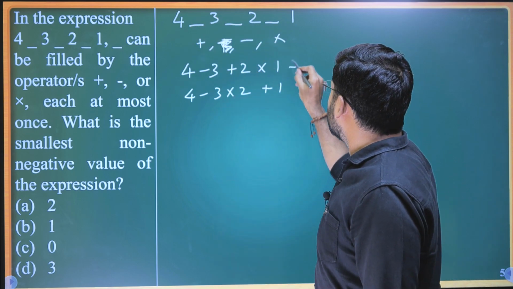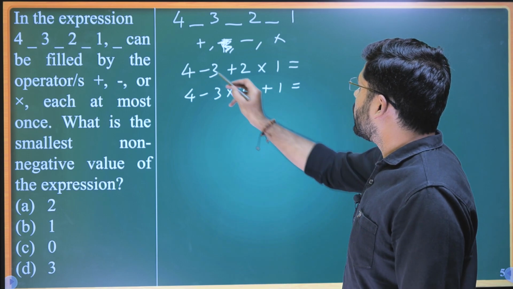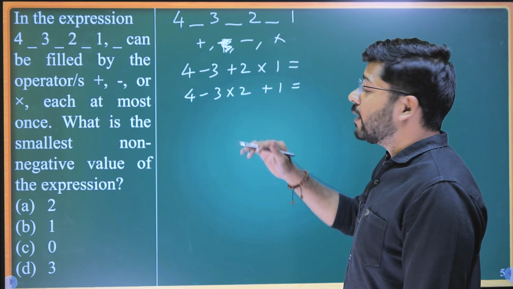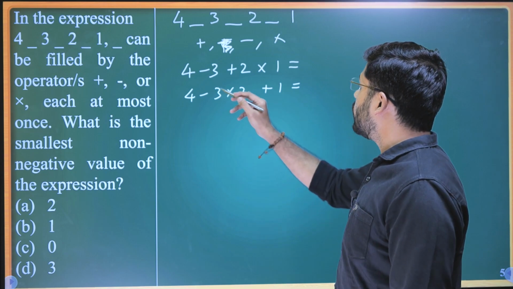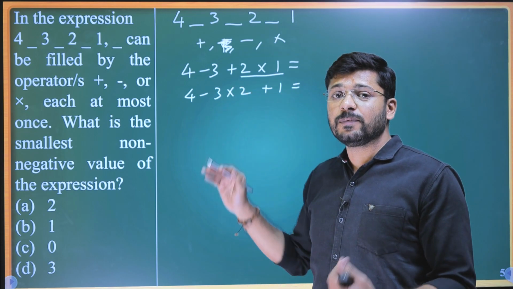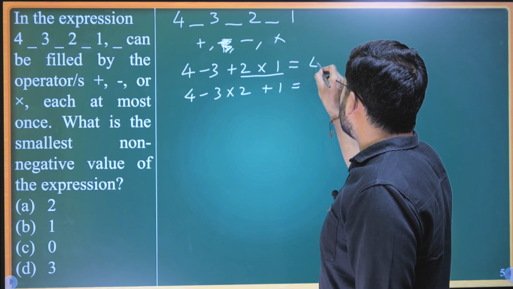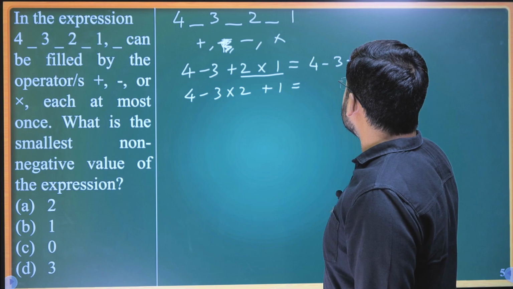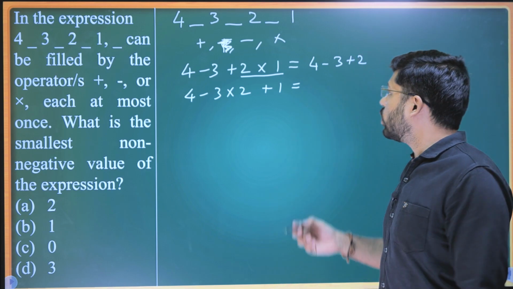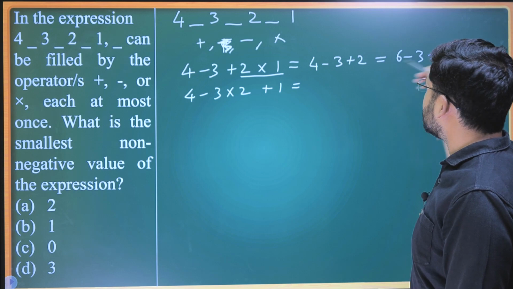So we shall try 2 combinations. We shall see which one will give us which value. 4 minus 3 plus 2 into 1. Now we shall use BODMAS rule. So according to BODMAS rule, we should do multiplication first, right? Because there is no division. We should do multiplication first, then addition, then subtraction. So its value would be 4 minus 3 plus 2. So what will its value be? That would be 6 minus 3, which is 3.